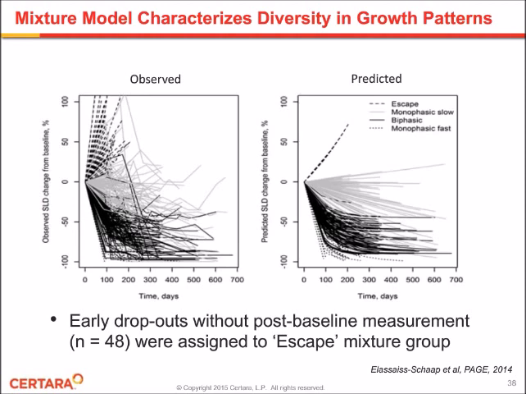Of note, the early dropouts that we had in our data set were addressed by the so-called escape model. So those patients that just had a baseline measurement and dropped out directly thereafter, we assigned to this escape mixture group. We essentially took the conservative assumption that they were fast progressors.